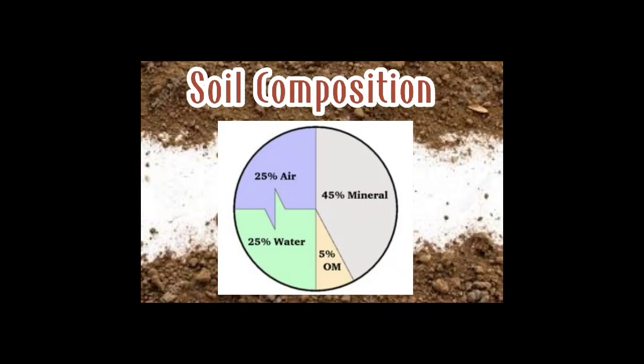The third one is the soil composition. The basic components of soil are minerals, organic matter, water, and air. The typical soil consists of approximately 45% mineral, 5% organic matter, 20 to 30% water, and 20 to 30% air. These percentages are only generalizations at best.